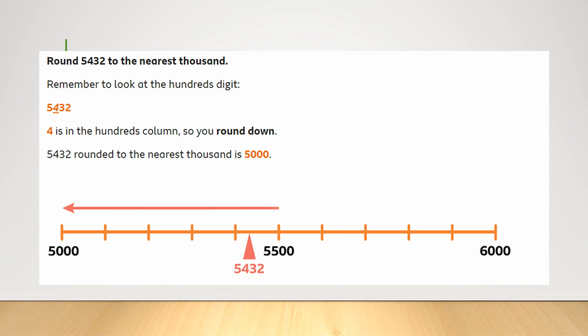Next one, round 5,432 to the nearest 1,000. Remember to look at the hundreds digit this time. So again, we've got our number line, 5,000 and 6,000. The 4 is telling me to round down or stay in the 1,000 that I'm in.